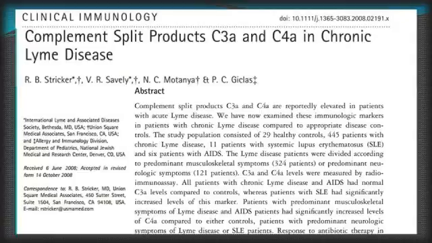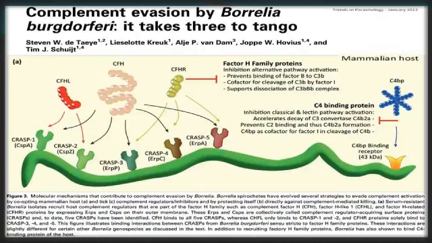With Lyme's complement evasion strategies, it is removing the C3b and the C4bp, so of course you have excess C3a and C4a. So now this next one, which says it takes 3 to tango, what this one is talking about is 3 components of Lyme. So you've got the host, you've got the actual Borrelia, and you've got the tick.